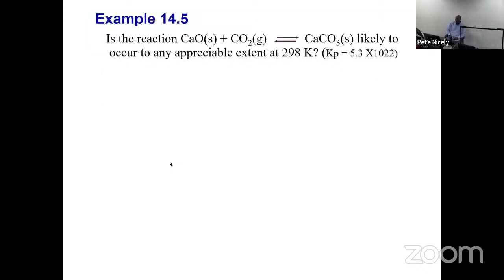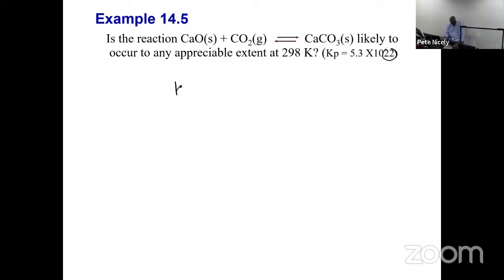It says, based on what we have just seen in the last slide, it gives you this reaction, and it asks if this reaction is likely to occur to any appreciable extent at 298, and it gives you the Kp value. Now, there's a bit of a typo right here. This should be an exponent, so this should be 10 raised to the 22. So please make a note of that. So the question is, will this reaction occur to any appreciable extent?